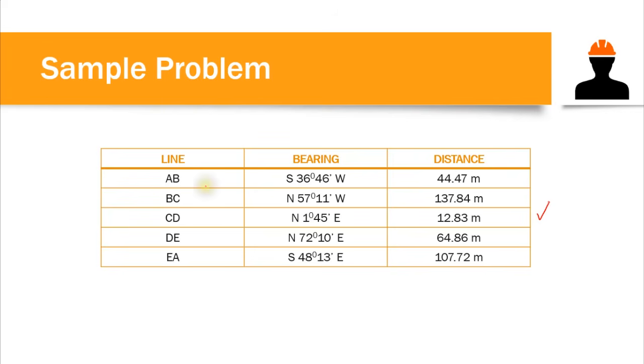So what are these data? The first column here is the line or the boundary, where A and B here are points. So when you see line AB, that is the line in between A and B, and we have the bearing, which shows the direction of the line connecting point A and point B, and the distance in between. And we have also BC to EA.